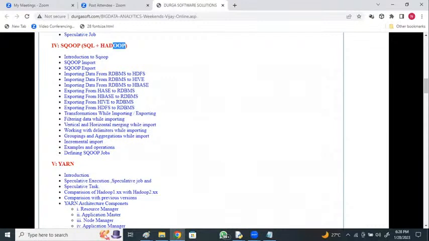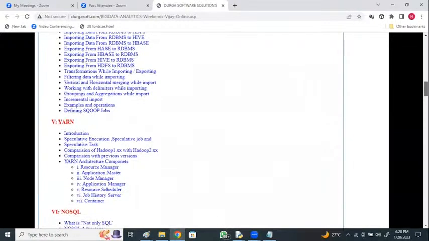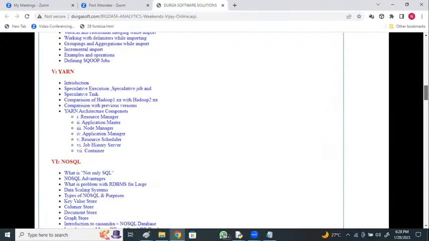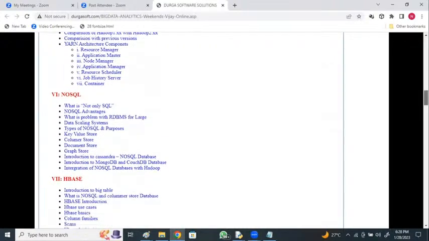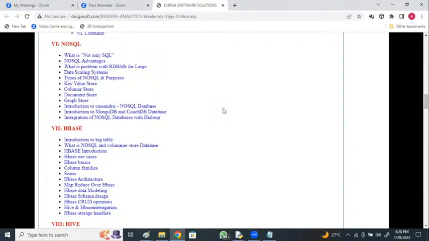YARN, Yet Another Resource Negotiator. From Hadoop 2 version onwards, we got many architectural changes. And as a Hadoop and Spark developer, you need to have an idea about at least one NoSQL database. Not only SQL, for schema-less behavior and random access.